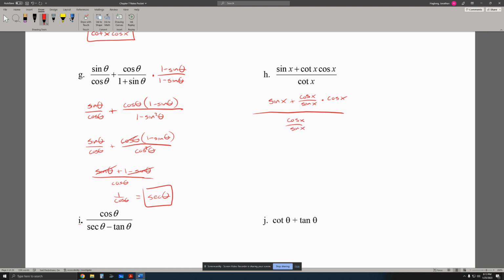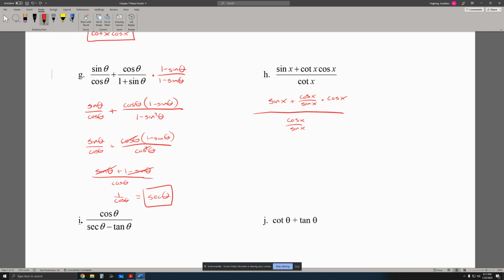Before we move on, one thing I want to point out is you cannot cancel out these cotangents because we have this addition right here. So just be very careful when you're doing this problem, okay? Just notice you can cancel out factors, not terms. Okay, so now we're dividing by a fraction.